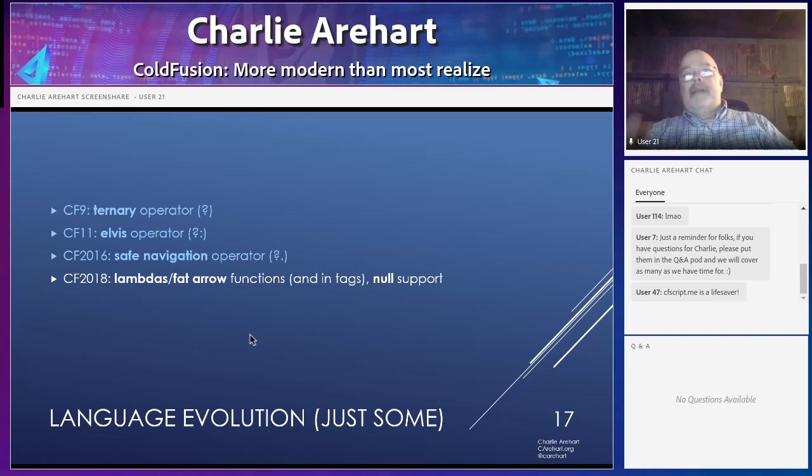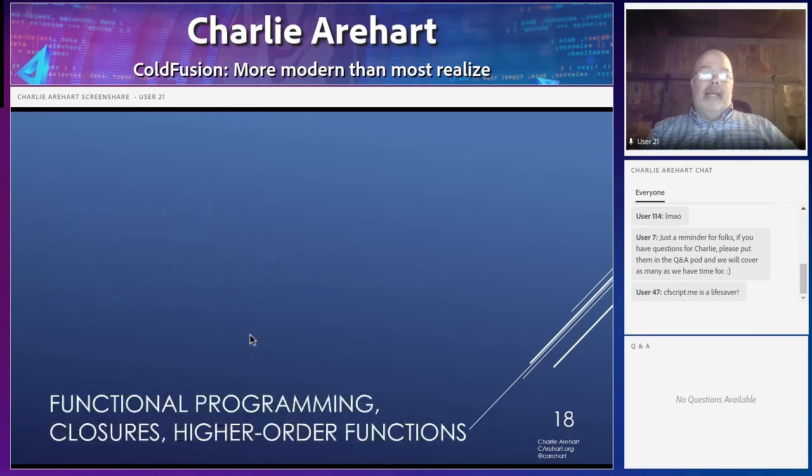And again, the point here is that if you're working with a developer that comes from another language, they might go, wait, what? You can do fat arrow functions in CFML? I thought that was only in, you know, Python and JavaScript and other more modern languages. So yes. And then remember all those things I listed in CF2021 that are part of the language evolution.